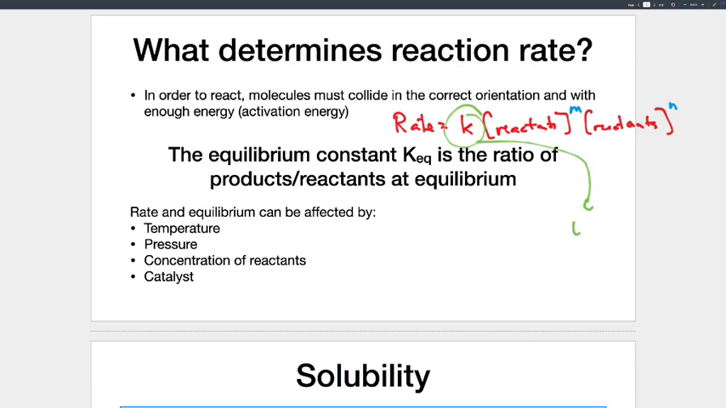We can figure out something about the activation energy. We can figure out something about the orientation. Okay? How do we get that information out of K? Because if that's stuck in K, how do I get the stuff unstuck? I would have to know the relationship between those. What is the relationship?